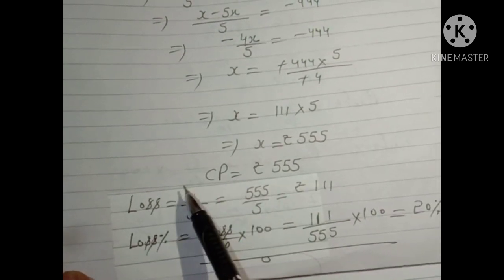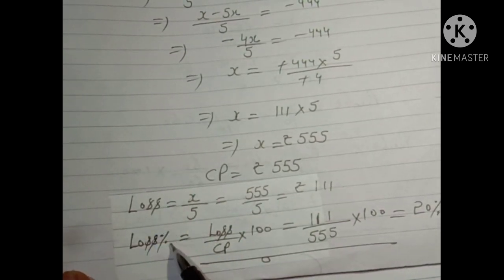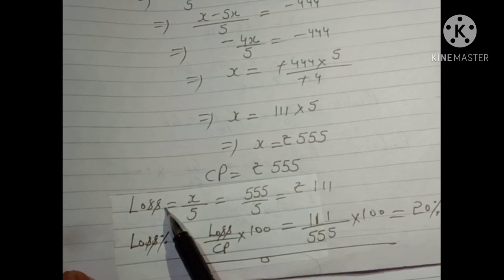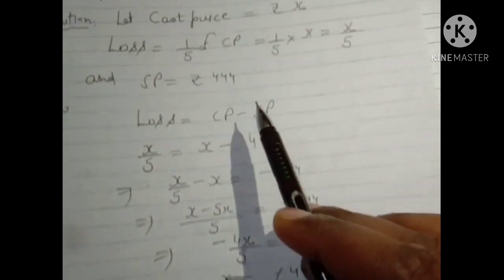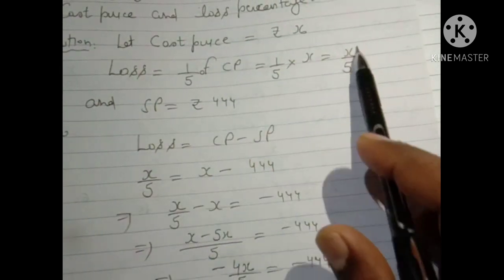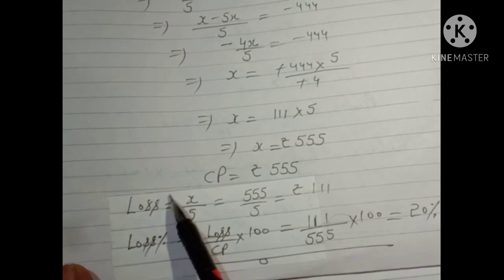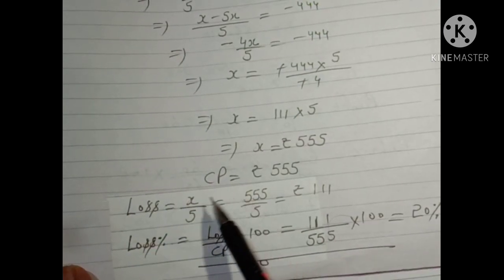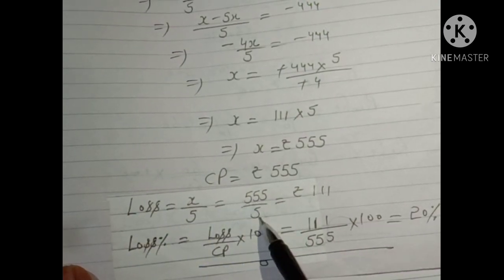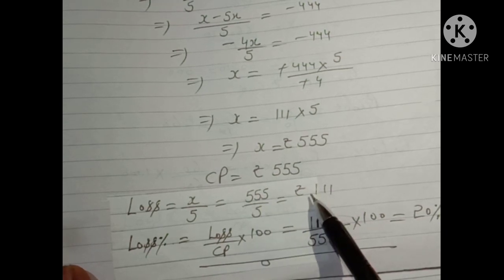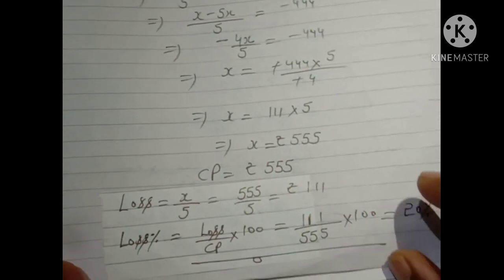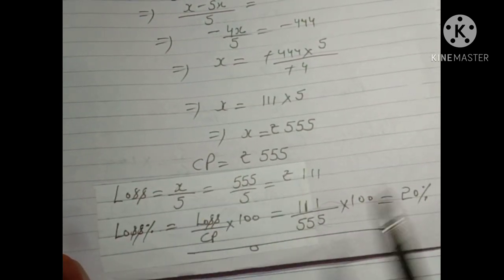Also we have to find out the value of loss, because we have to find the loss percentage. So how can we find the value of loss? You can see the value of loss was x over 5. So we put the value of x here, and loss is equal to x over 5, with x being 555, so 555 over 5, and after cancellation it will become rupees 111. So in this case the loss is rupees 111.